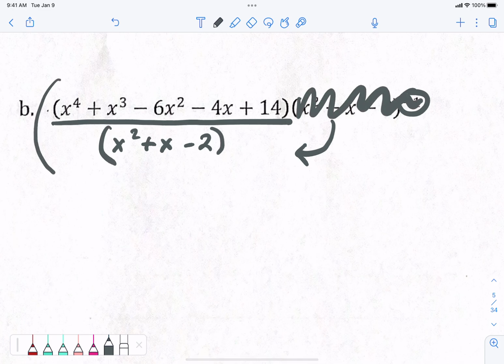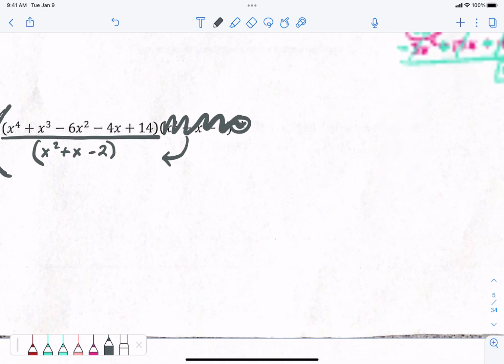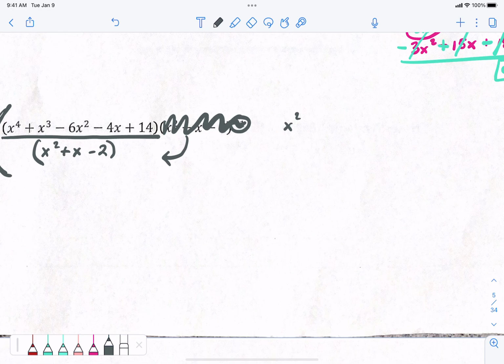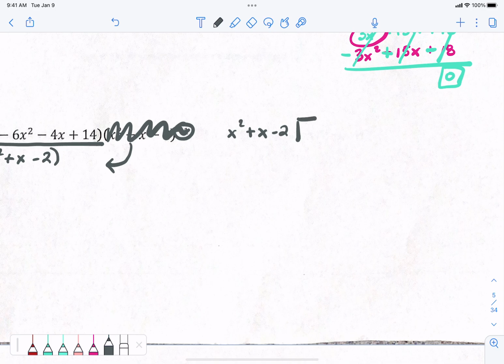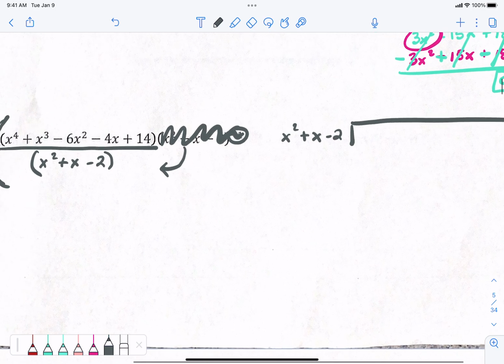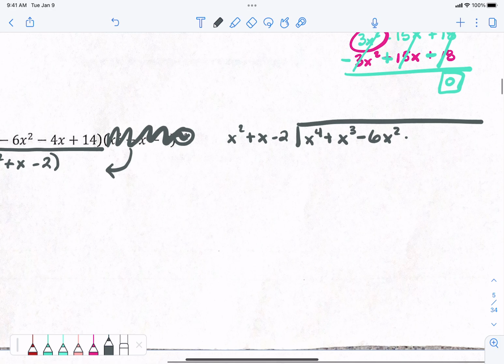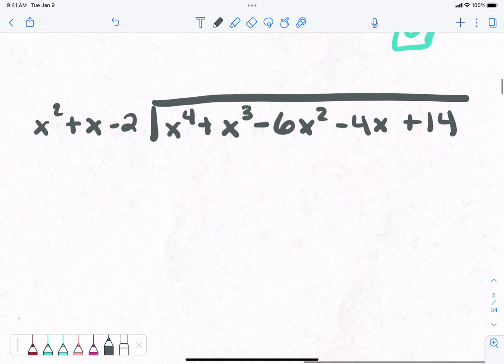But what does it mean when I have a fraction that looks like this? That just means divide, right? Like that over that just means we're dividing by it, right? So when it has that negative 1 power, that just means you're dividing because it's technically on the bottom. Okay, so here we go. X squared plus x minus 2 goes on the outside. Minus 4x plus 14. All right, get all that stuff written down, and then we'll get ready.